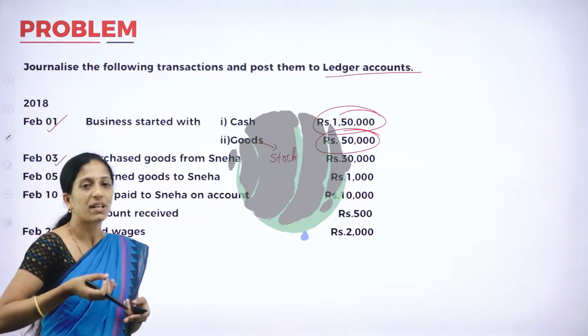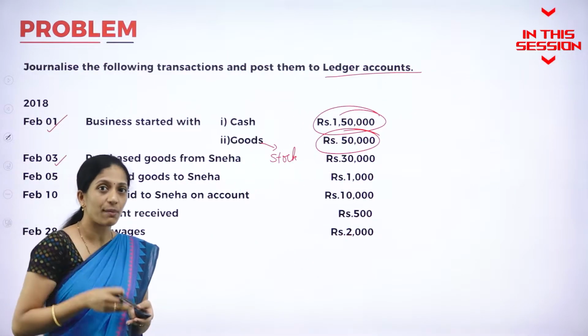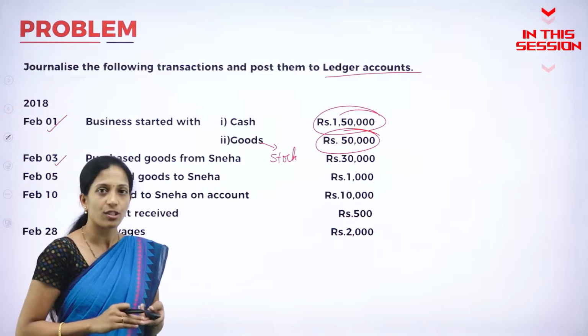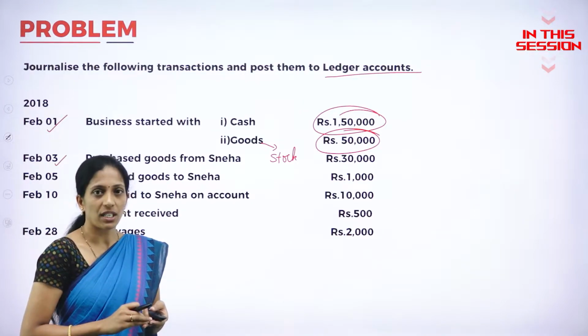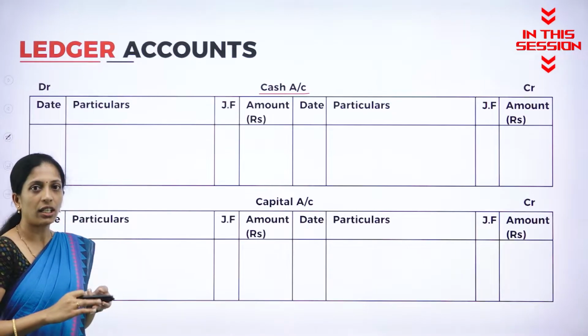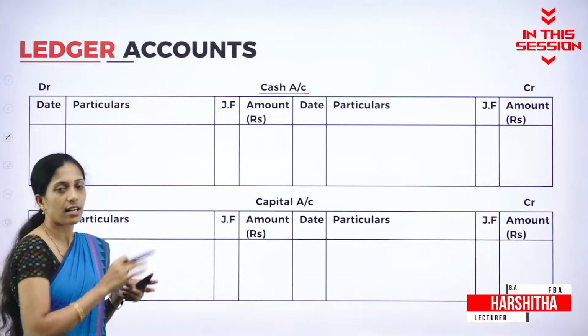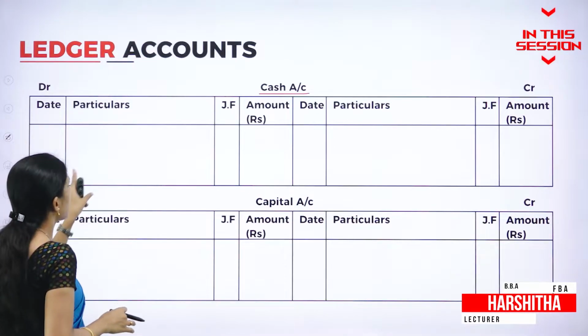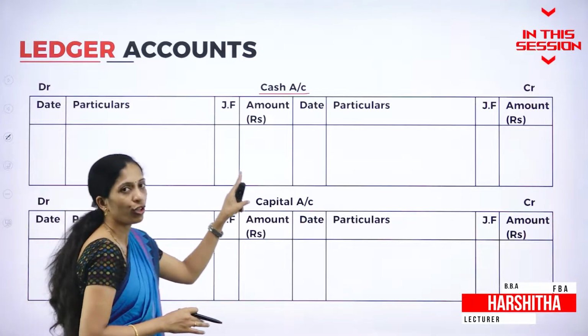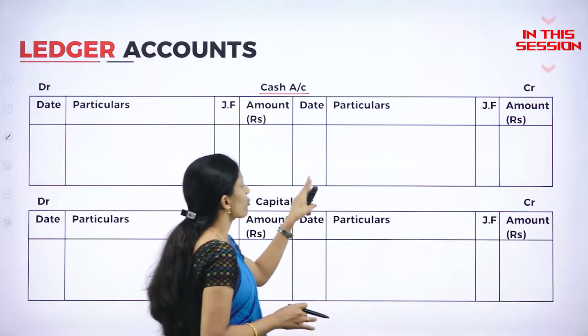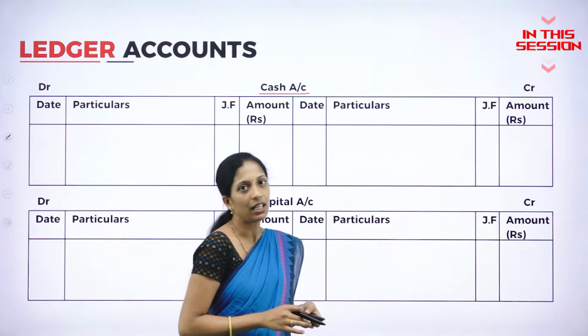Here the goods has been purchased from Sneha. So goods comes to you, but you are not recording it as goods account, you will record it as purchases account. Format of ledger, we will be having debit as well as credit side. Under debit side, date, particulars, journal folio, amount. And a credit side also date, particulars, journal folio and amount.